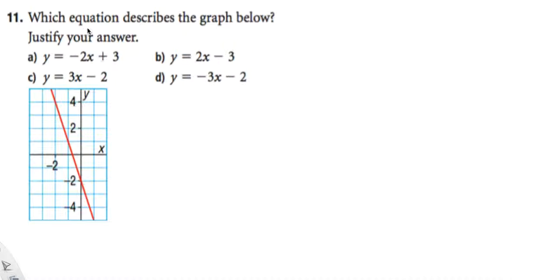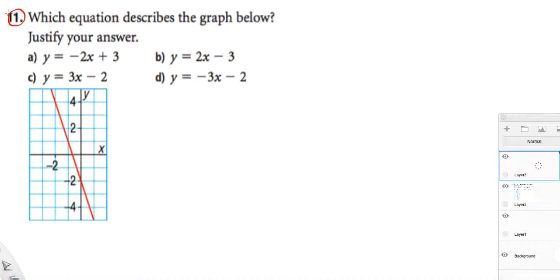Let's take a look at this one. So the question is asking you, which equation describes the graph below, and to justify your answer. So I'm going to show you a little trick of how to justify your answer. First, I'm going to change my pen color to blue so you can see here.